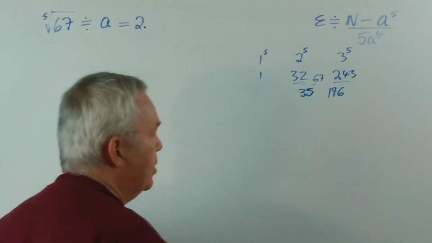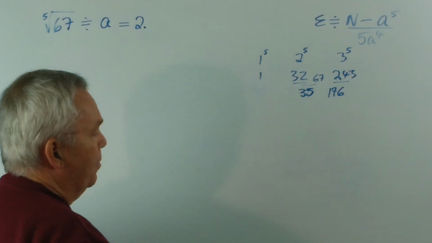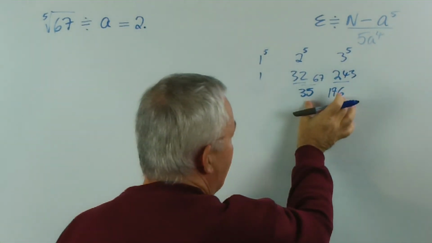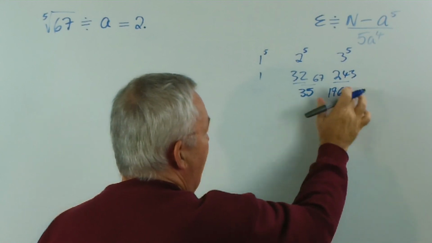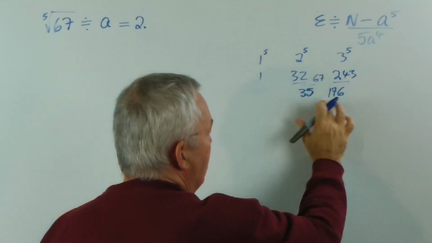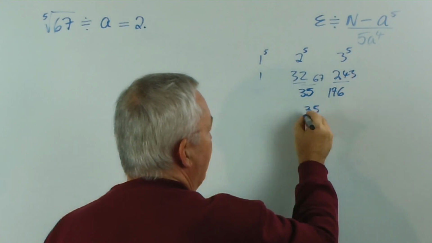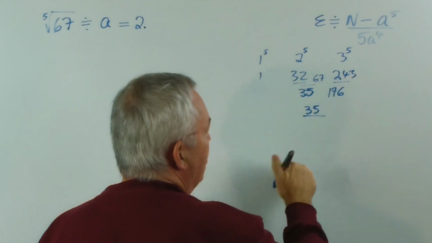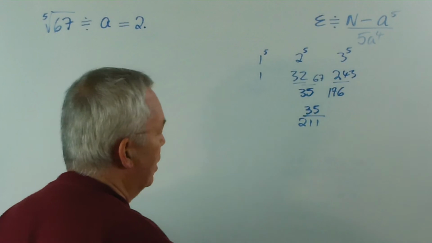It's 176. Now, we would like to estimate this gap as a fraction, as a decimal. So the decimal will be 35 out of whatever this gap is. So 35 out of, add them together or subtract 32 from 243. Either way, you should get 211.